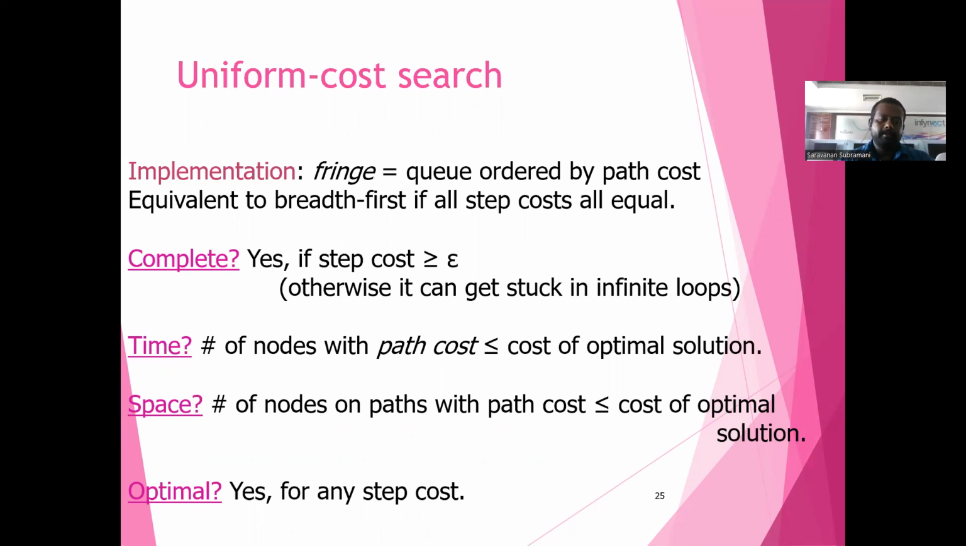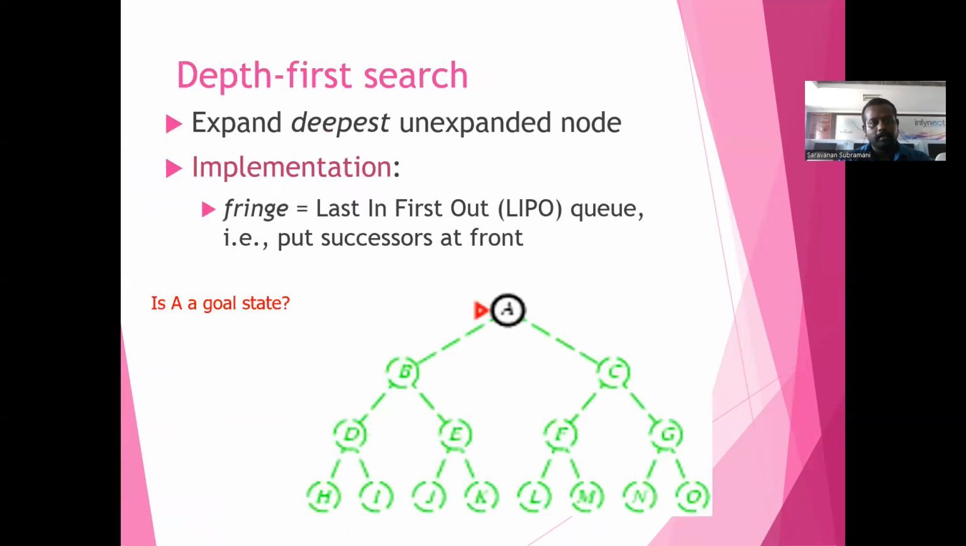According to the time, it is the number of nodes with a path cost less than or equal to the cost of the optimal solution, and the space is likewise the nodes in the path with a path cost less than or equal to the cost of the optimal solution. And yes, it is optimal for any step cost because all the step costs are equal.